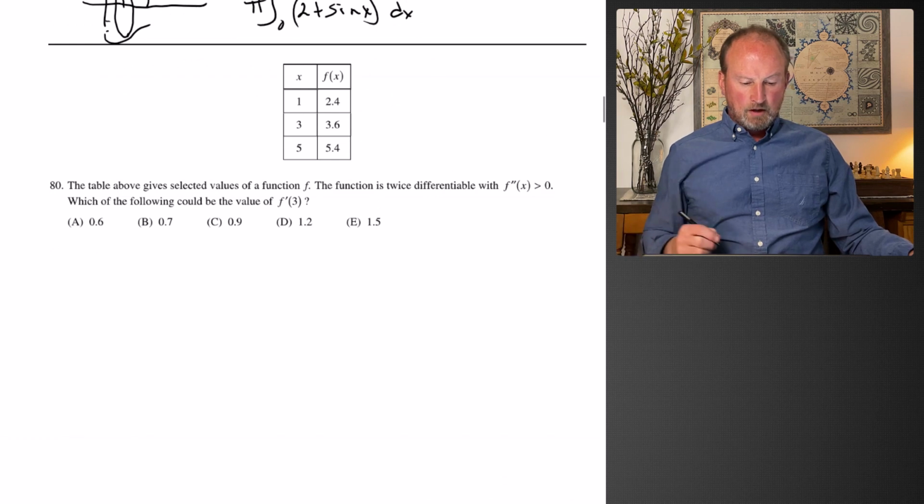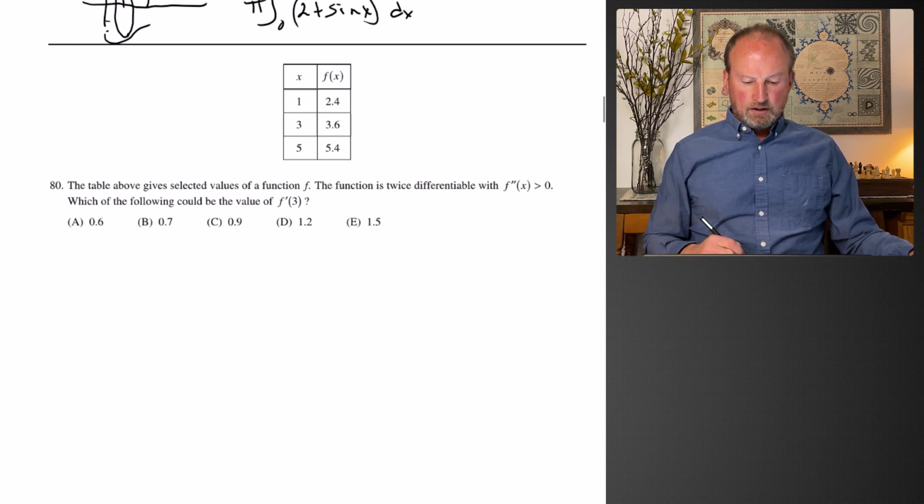Question 80. The table above gives selected values of the function f. The function is twice differentiable, and the second derivative is always greater than 0. Which of the following could be f prime of 3? f double prime is greater than 0. What does that mean? So let's just take a couple derivatives.